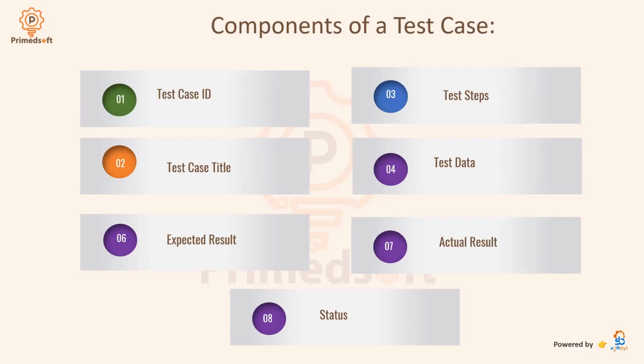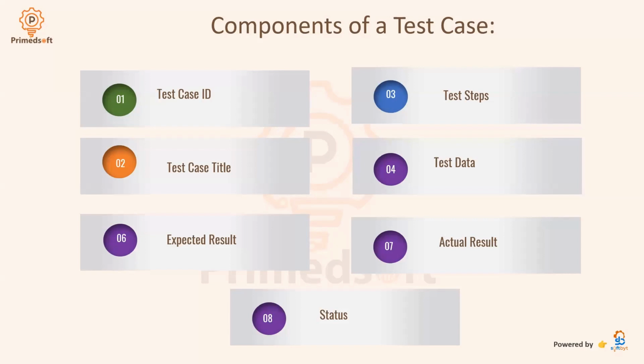The second one is test case title, right? So the test case ID, what does it mean? It's a unique identifier for your test case, right? So this test case ID is what makes it easy to reference and track. So let's say you are writing your test case on an Excel, and you are giving all your test cases an ID.